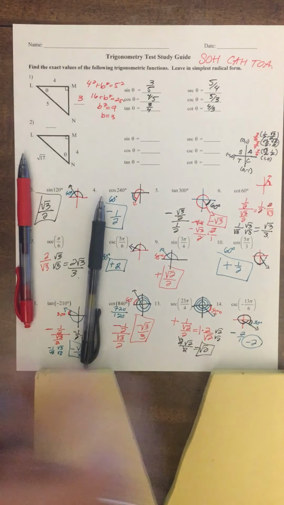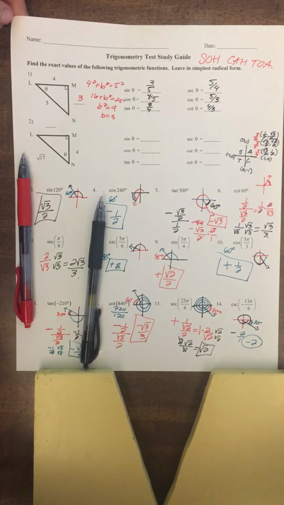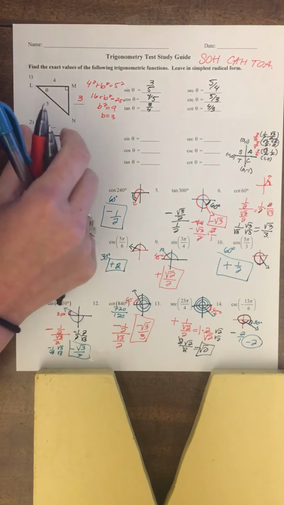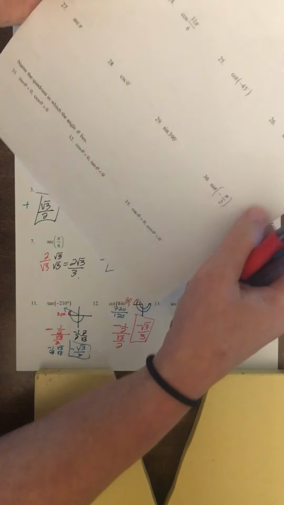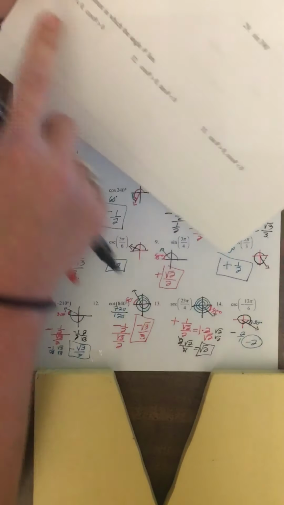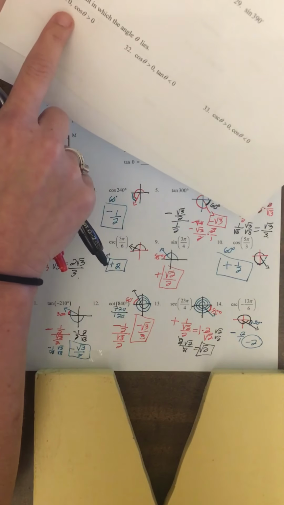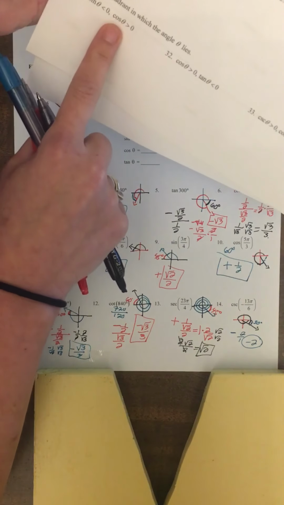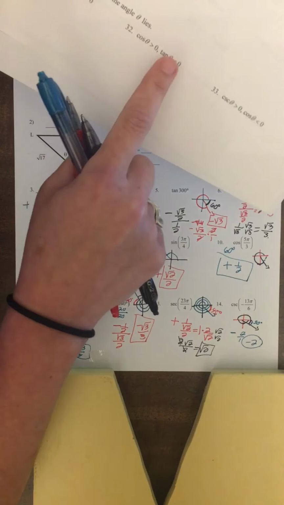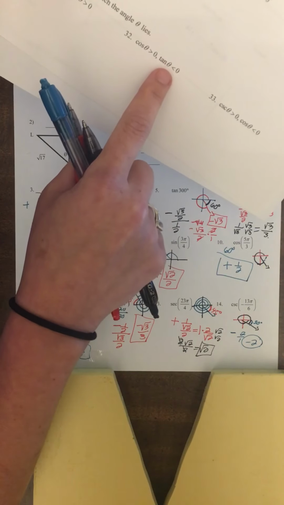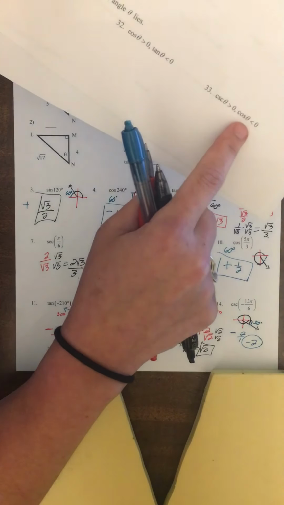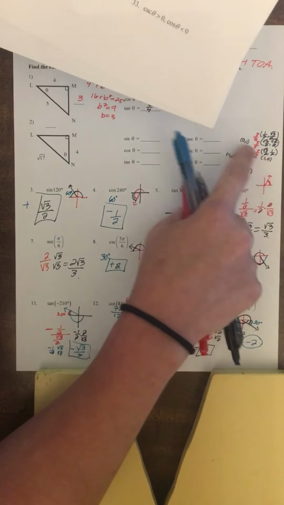Okay, what I want you guys to work on for your homework is 15 through 30. In my next video, I will help you guys with this, but it's really just saying: in what quadrant is sine negative and cosine positive, in which quadrant is cosine positive but tangent negative, and in which quadrant is cosecant positive but cosine negative. So it's really just wanting you to look at all students take calculus.